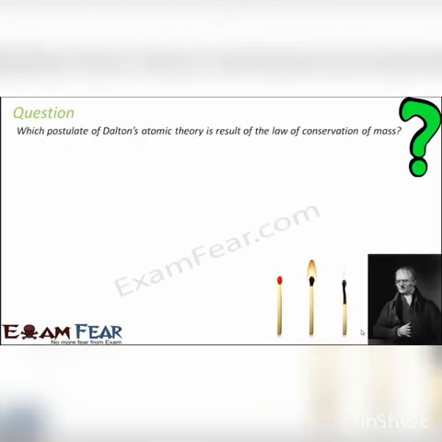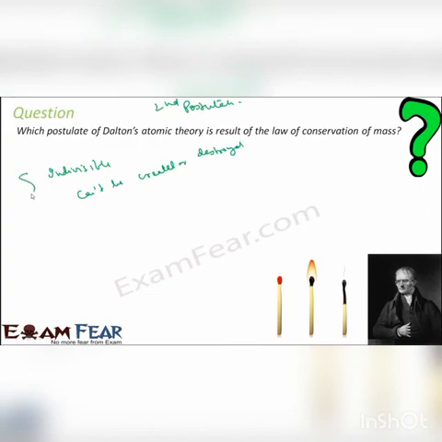Let's take a few more examples. Which postulate of Dalton's atomic theory is the result of the law of conservation of mass? So Dalton told that atom is indivisible. Atom is indivisible. The second postulate: it cannot be created or destroyed. So this particular theory talks about the law of conservation of mass.